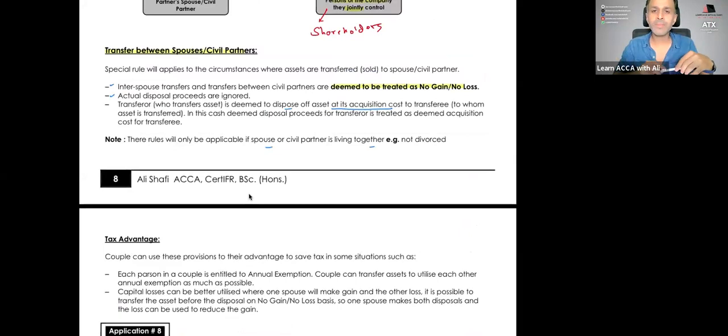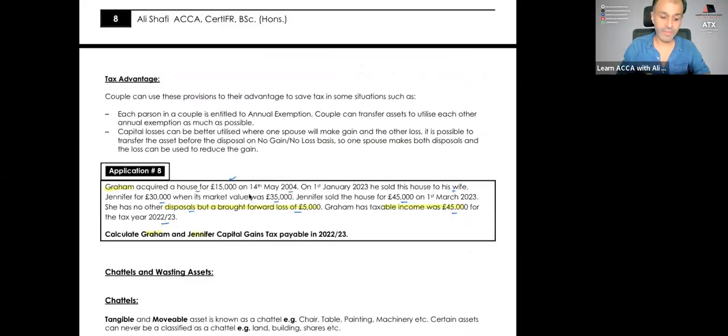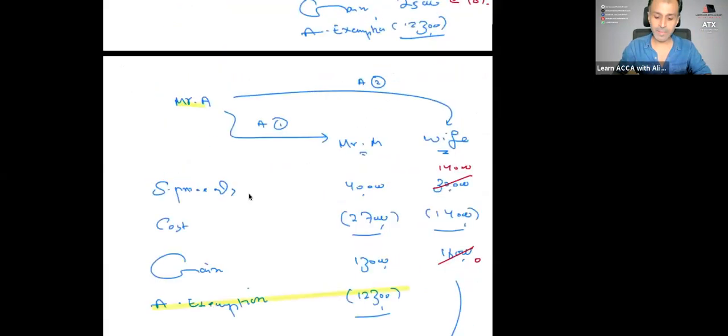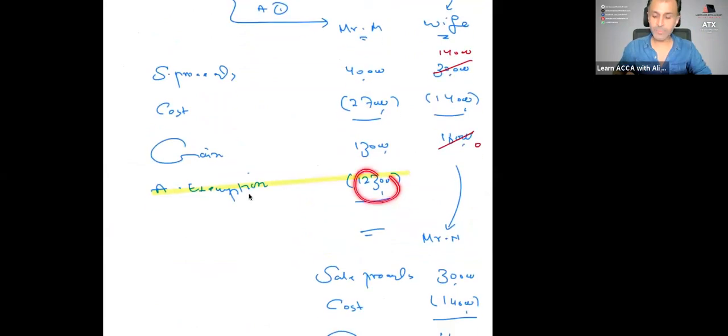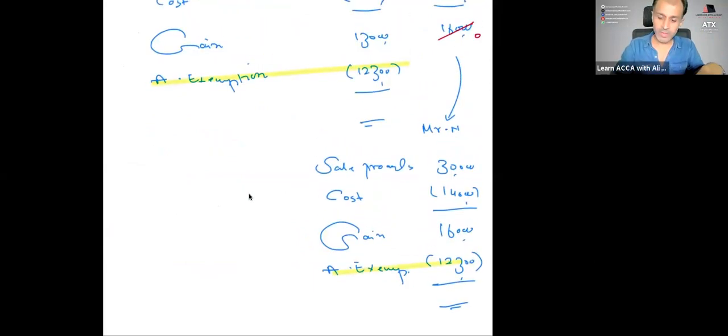Okay, with that. No claim, no election is required. It's automatic. Whenever there are transfers between spouses, they are by default at no gain and no loss. The process of that you will have seen, and what sort of benefits they can get out of that, I have even been able to explain: losses, the rate of tax, and this exemption doubling in this case. Okay, convinced? Taking ourselves towards chattels and wasting assets.